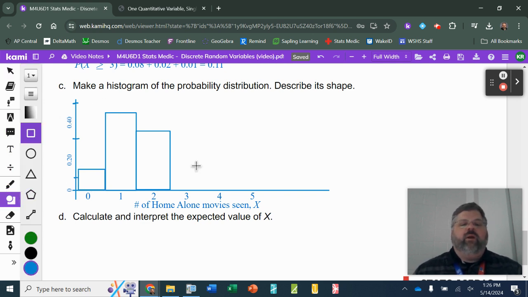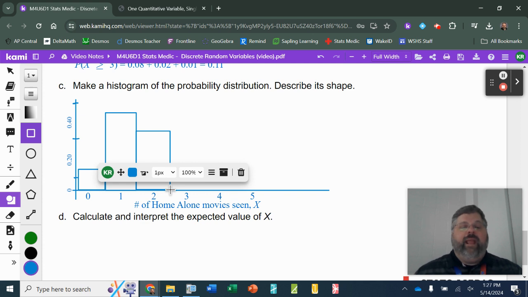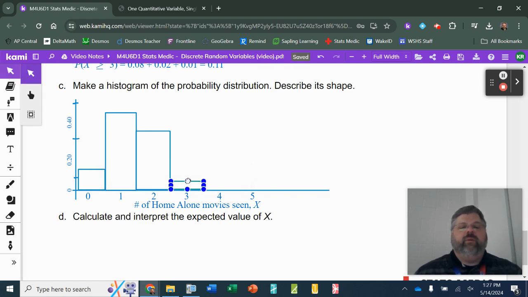Then for 3, we calculated that one ourselves. That's 0.08. So that one's not going to come up very far, but we are going to be able to see it. It should be close to 0.10, so maybe a little bit taller than that. Let's come back in. We'll make it just a smidge taller. And we're going to bump it down a little bit so it's on the axis there. There we go. I like that.